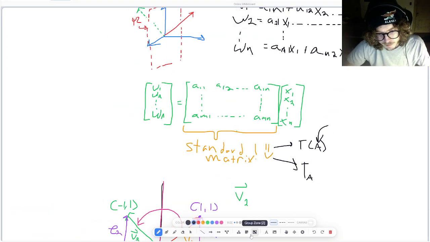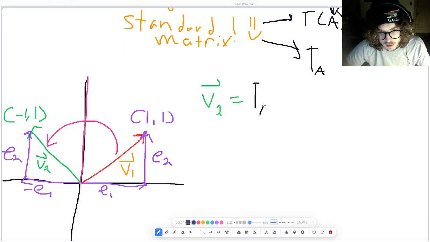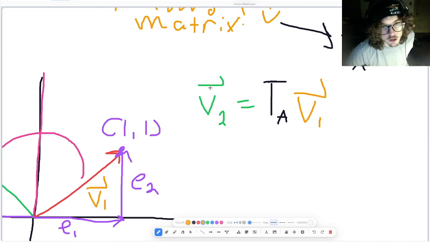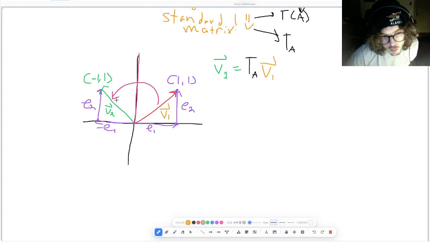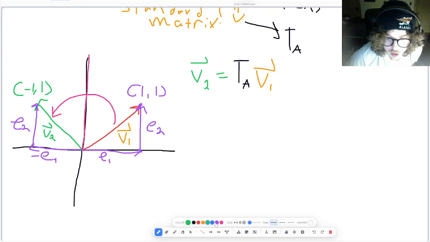Alright, so we need to describe V2 as some T_A of V1. And T_A is going to be a matrix, like we showed up here, that is some form of scaled version of X that will give us W, which in this case will scale V1 to give us V2. Maybe you can just see it, but let's show the theorem.